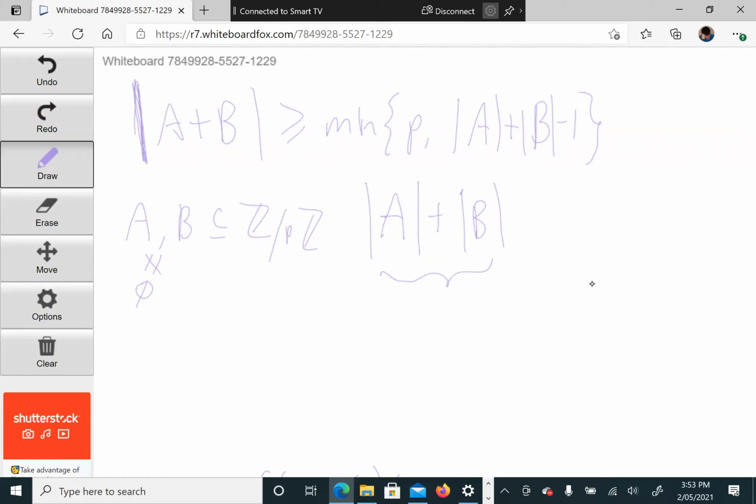So that's why, if this is bigger than P, right? It's possible that it's bigger than P, right? Then the minimum is P, right? So if this is bigger than P, then the claim becomes greater than or equal to P. Indeed, which means it's equal to P. Okay, which is true.